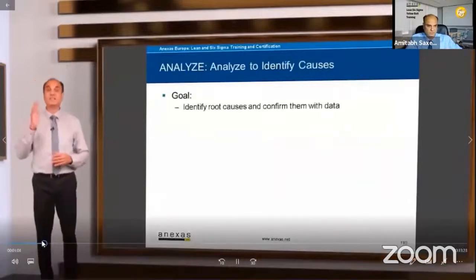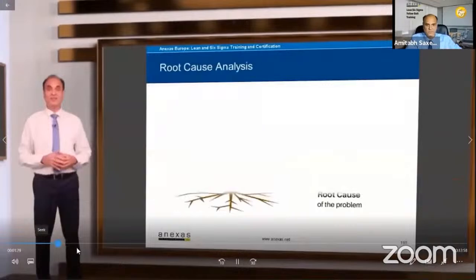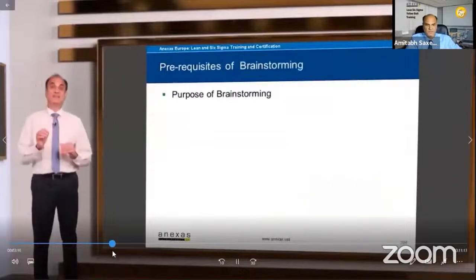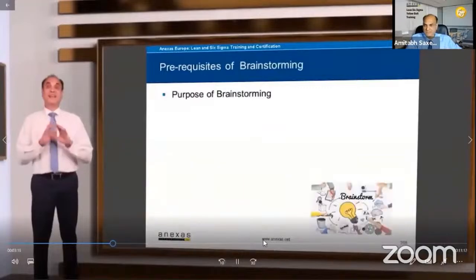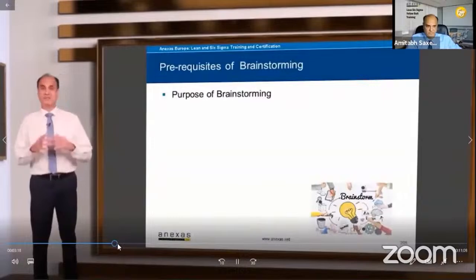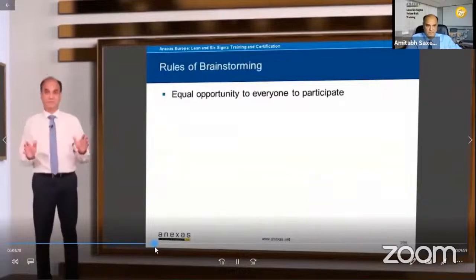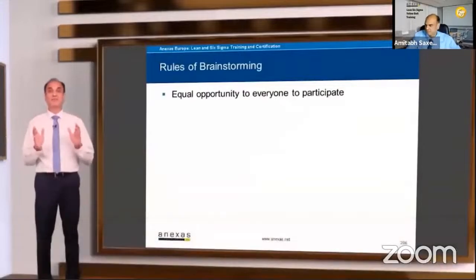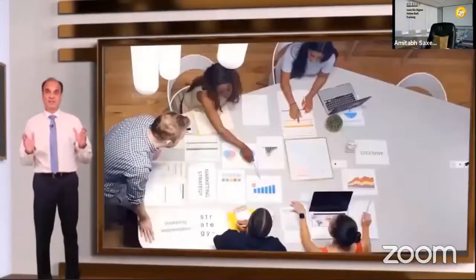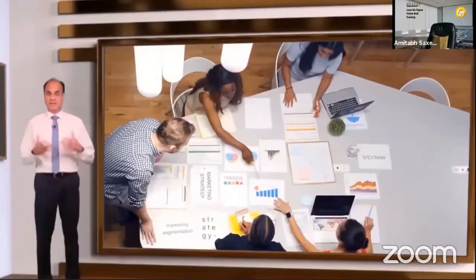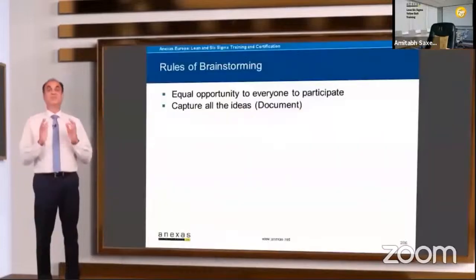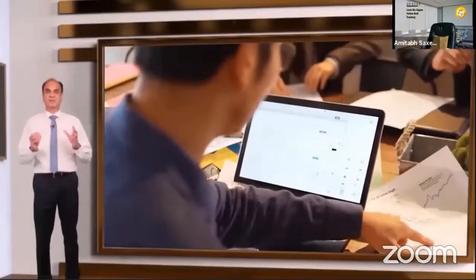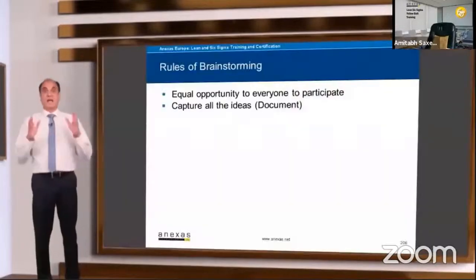The goal of the analyze phase is identifying the root causes. First, the purpose of brainstorming should be clear to everyone who is participating in the brainstorming. So it's better to follow some rules in brainstorming. The rules of brainstorming are: give equal opportunity to everyone who is participating. So tell them to participate, and you can use different techniques, as I told you, we'll be learning in the improve phase. Capture all the ideas, so document whatever ideas the participants give. Someone should be there to document, or you can appoint a scribe to document all the ideas.